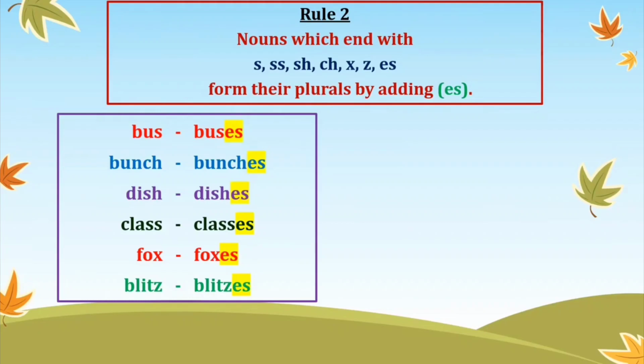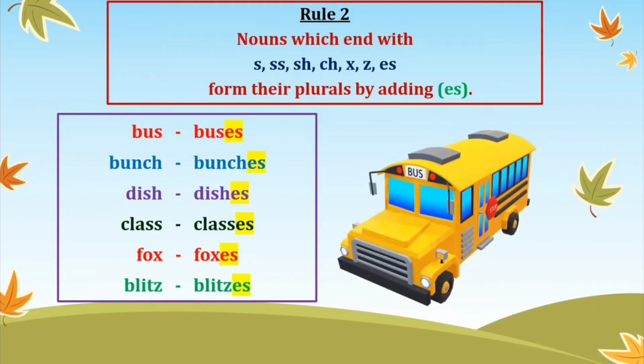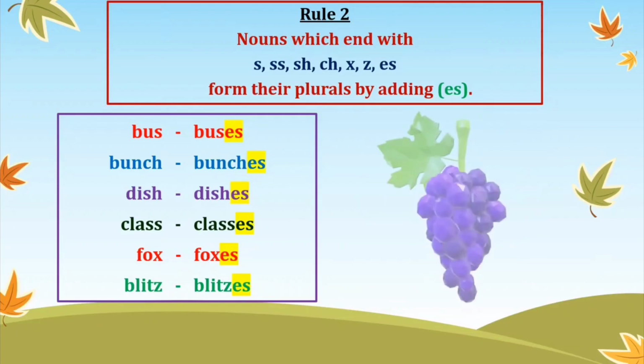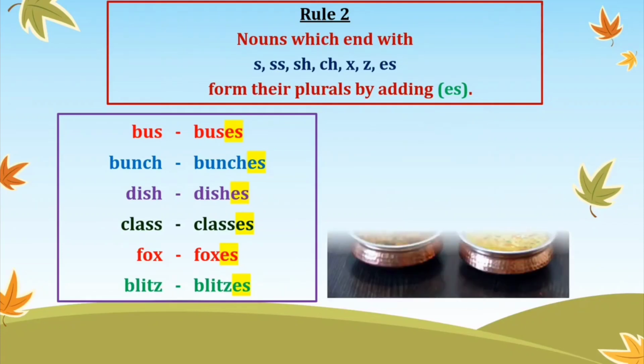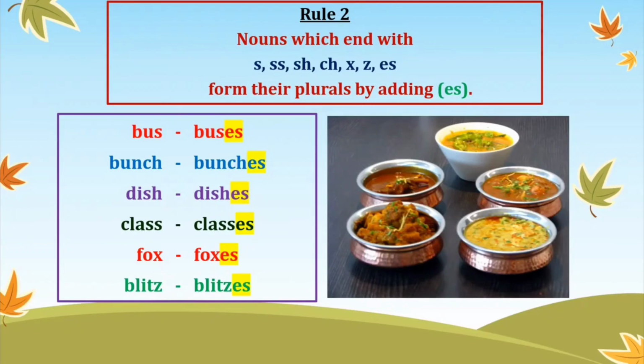The first one is bus. This word is ending with s. So we will have to add es to make it plural. So bus will become buses. Look at the next word. That is bunch. This is ending with ch. Again we have to add es and bunch will become bunches. One dish is known as a dish and again it is ending with sh. So we will add es and it will become dishes.